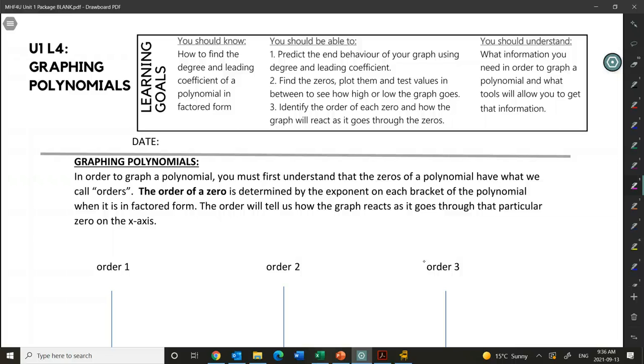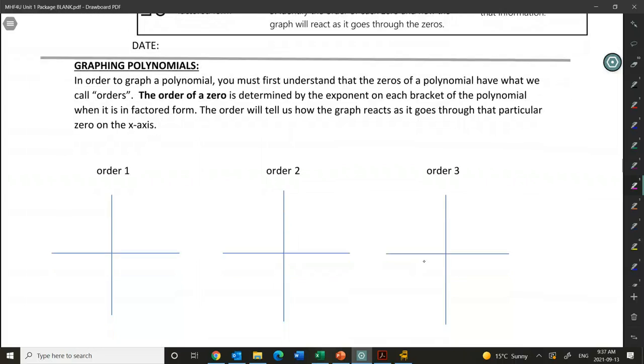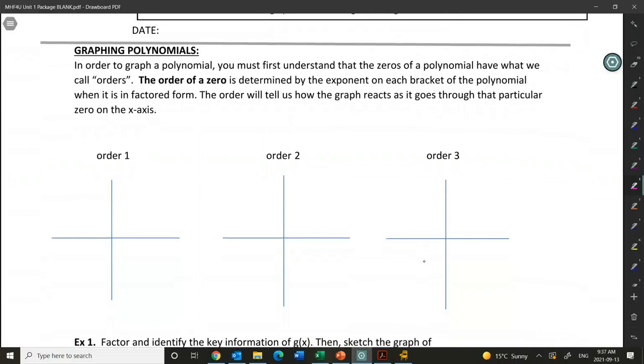But for now, you would sort of have to have them in factored form in order to do this. So there's a couple of things that we need to know before we get into this. The first one is called orders. Anytime we look at a polynomial in factored form, we are going to look at the exponent on the x or on a bracket, and that is going to determine how our graph will react as it goes toward that x-intercept.